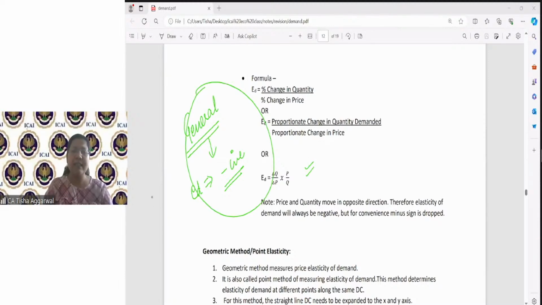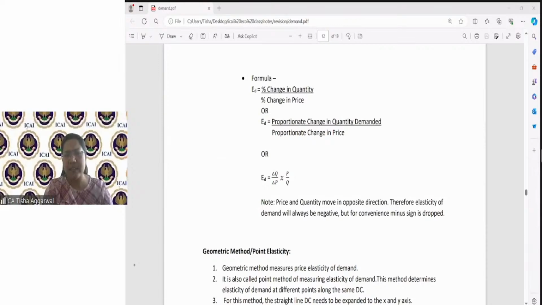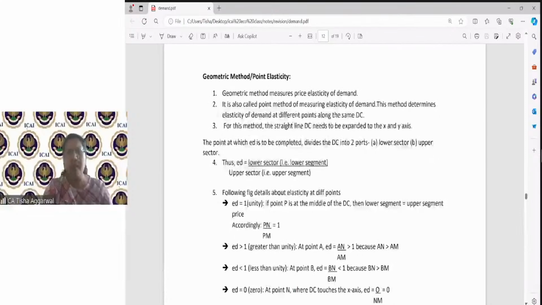Next is the geometric method or the point elasticity method. In the geometric method or the point elasticity method, it is very, very simple. Here, what you do is compute the elasticity at a particular point. So let's say this is my demand curve. This was my demand curve DD. What I will do is extend it to this, and when I extend it, it comes like this.